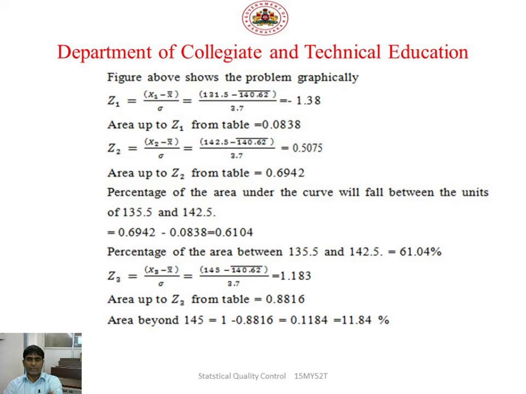He is asking the percentage of the area of the curve which falls between the two values 135.5 and 142.5. So we should subtract these two values. What values have we got? 0.6942 minus 0.0838, the areas which you have got from the table. That subtracted, you get 0.6104. In percentage, multiplied by 100, you are getting 61.04%. That is your answer for the first question.